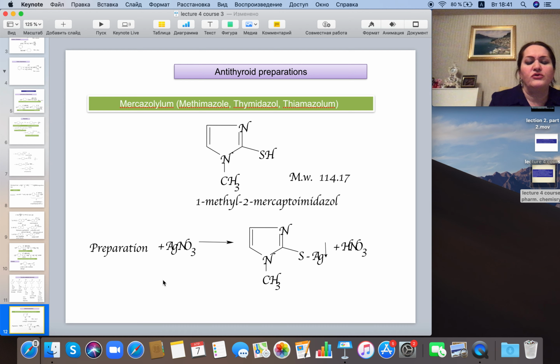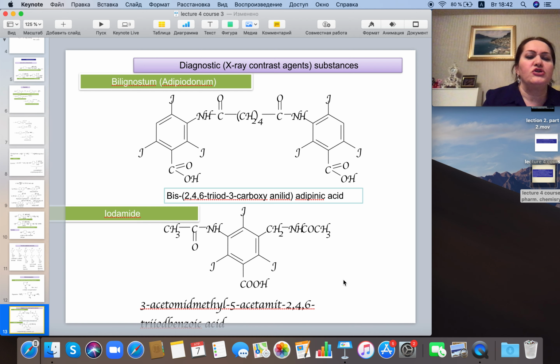You can see also on this slide the identification reaction of this substance. The preparation with silver nitrate forms a white precipitate of the silver salt of mercazolil, which does not dissolve in water and dissolves in nitric acid. The next preparation.